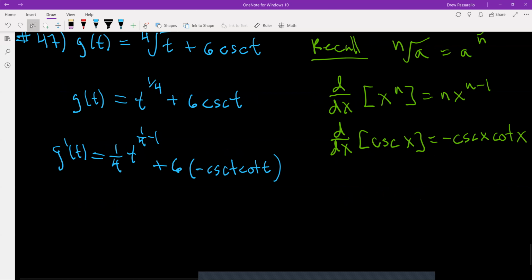All right, so then g prime. So 1/4 minus 1, that's t to the negative 3/4. And then minus 6 cosecant t cotangent t.